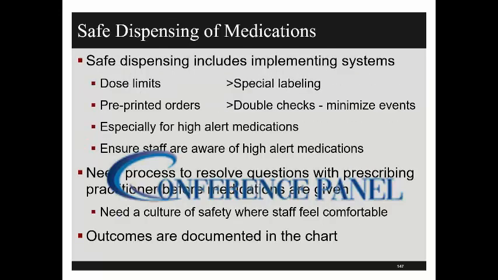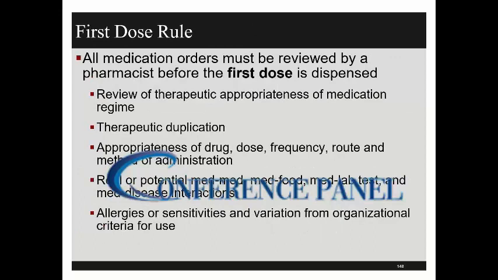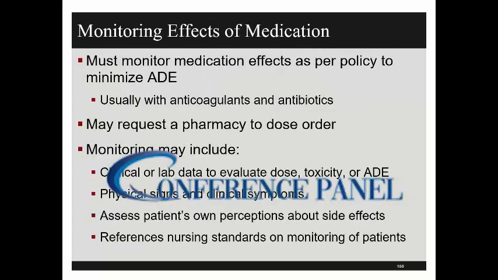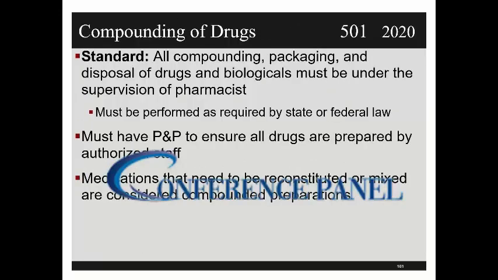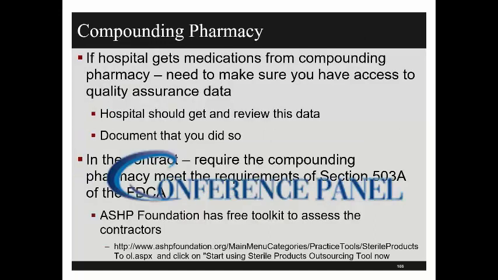Safe dispensing includes dose limits, special labeling, all medication orders. There's a first dose rule. Additional pharmacy, monitoring the effects of medications. All compounded pharmacy medications. This is also in pharmacy, so make sure you have access to their quality assurance data. Get it and review it and document that you did so.